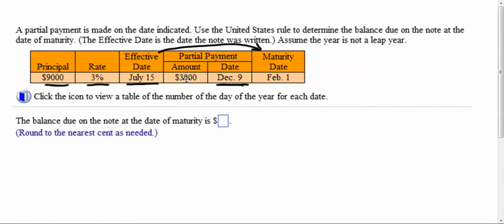Now we're going to have to figure out how much interest will be charged for that partial payment from July 15th to December 9th. So we're going to calculate the interest over those days, and we got to make sure that we take that away from the partial payment amount and then subtract that from the principal. So we first have to calculate interest, and we know that simple interest is I equals P times R times T. So in this case, the amount of interest on that partial payment will be $9,000, which is the principal. The rate is 3%, so to convert that to a decimal, it's 0.03.